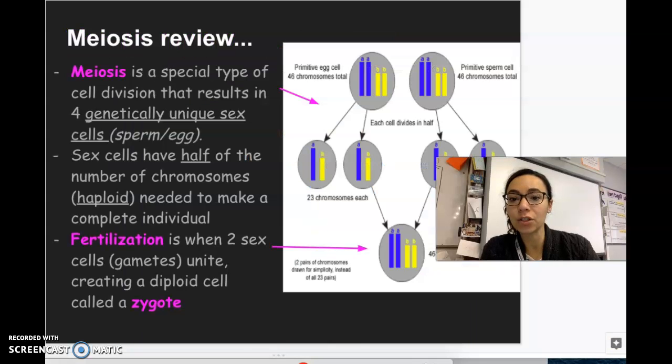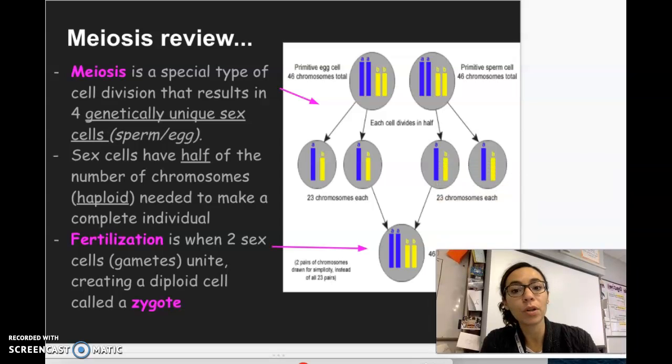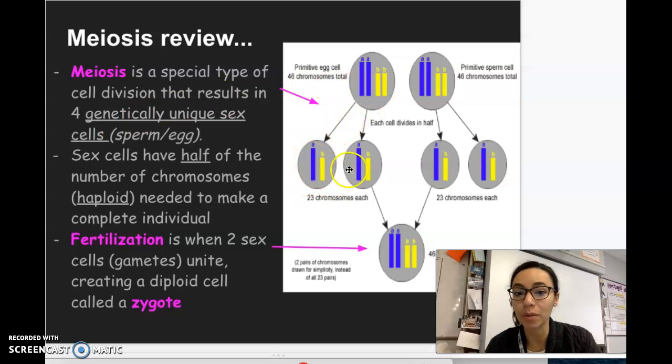Before we get into the specifics of the reproductive system, it's important to review the process of meiosis. Right? So hopefully you remember from biology class that this is a special type of cell division that results in 4 genetically unique sex cells or gametes, right? So sperm and egg, right? It's similar to mitosis. It happens twice, but we end up with half the number of chromosomes in each cell that results.